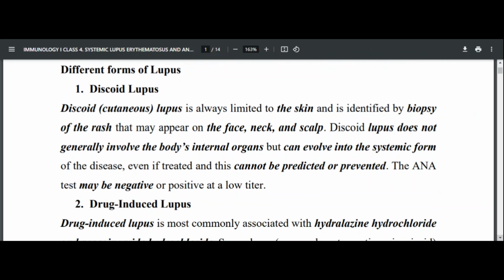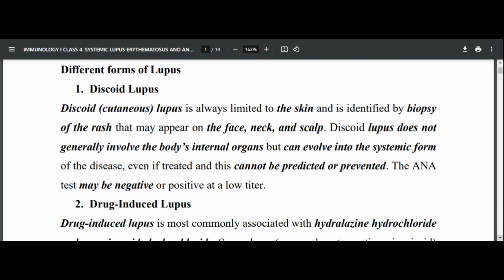A classic finding in systemic lupus is antinuclear antibody, but antinuclear antibody tests may be negative in discoid lupus. Or sometimes, even if it is positive, it will be at a very low titer. But most commonly, discoid lupus has a negative test for antinuclear antibody.